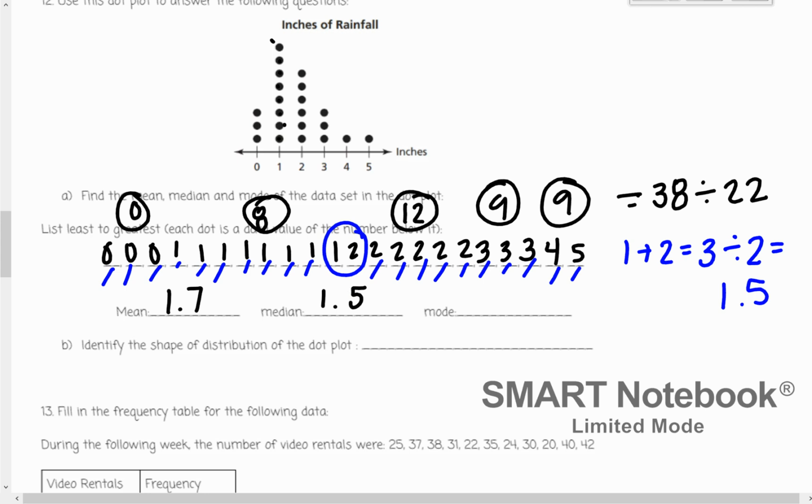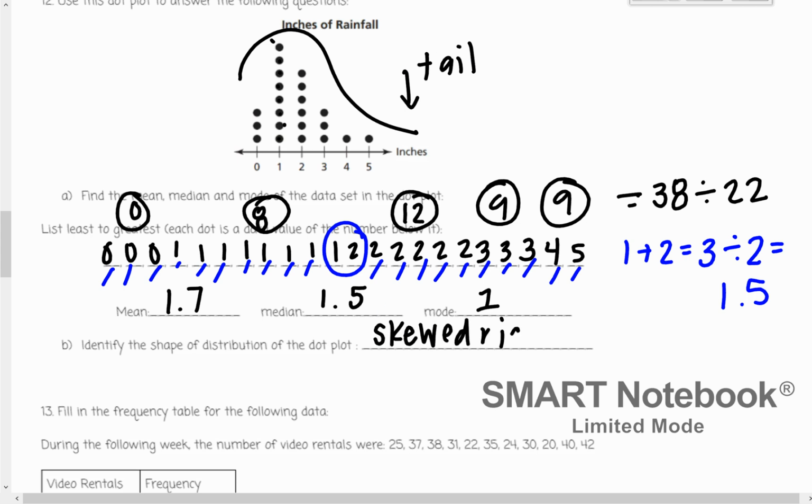Mode is going to be the number that occurs the most. I would refer back up to your graph in order to find this. The number that occurs the most is going to have the most dots. So in this case, the number that occurs the most is 1. Identify the shape of distribution. Let's make that little curvy to show us what this looks like. Over here we have our tail. If the tail is on the right, that means it is skewed right, because most of that data is over here on the left.